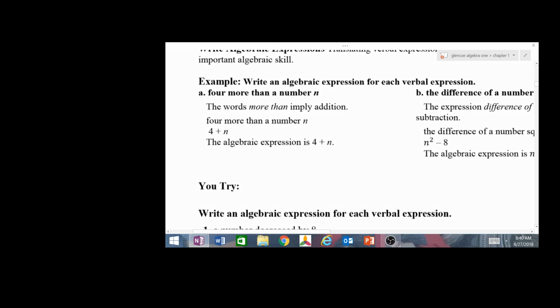Please remember that if you see more than, it means to add. More than means increased by or to add. Okay. 4 more than a number. 4 more than a number would be 4 plus n. Or n plus 4. Is that clear?